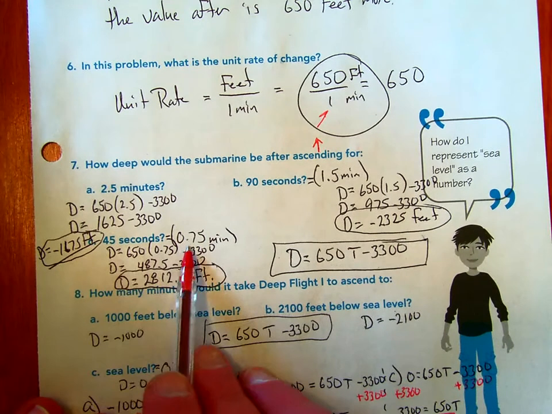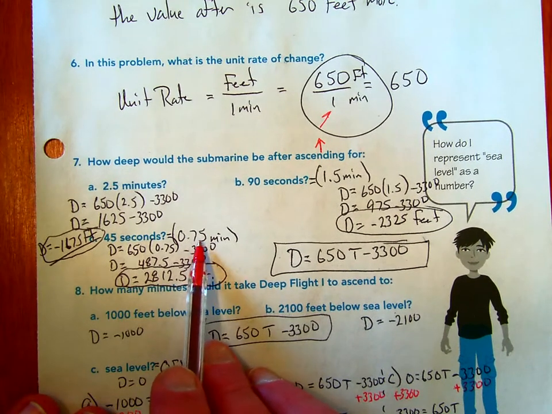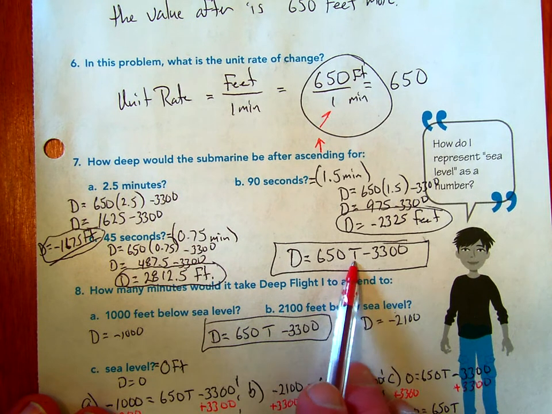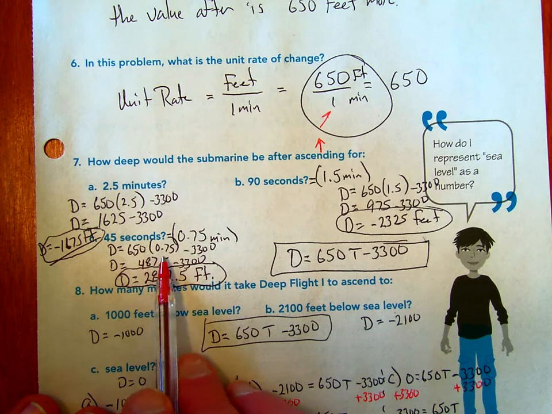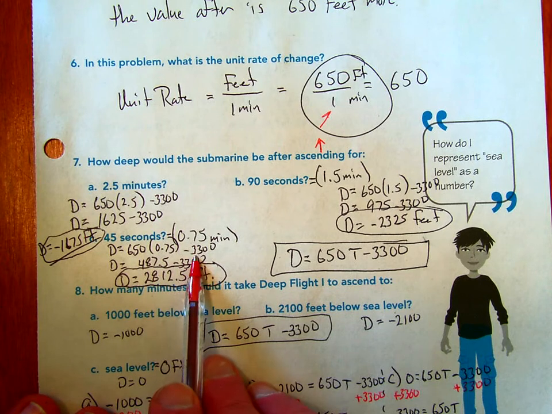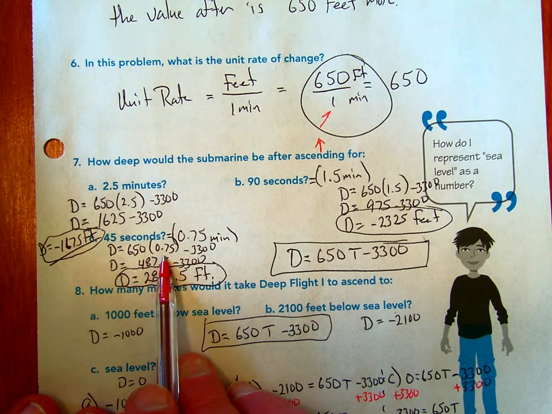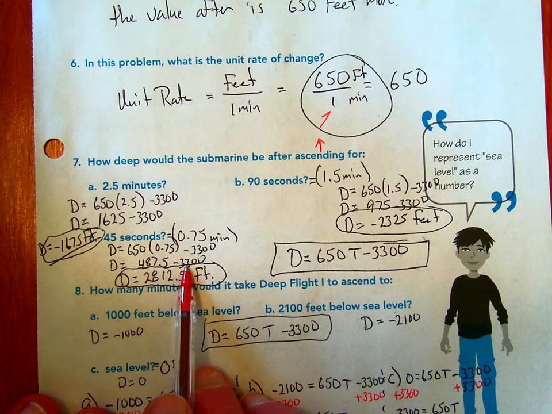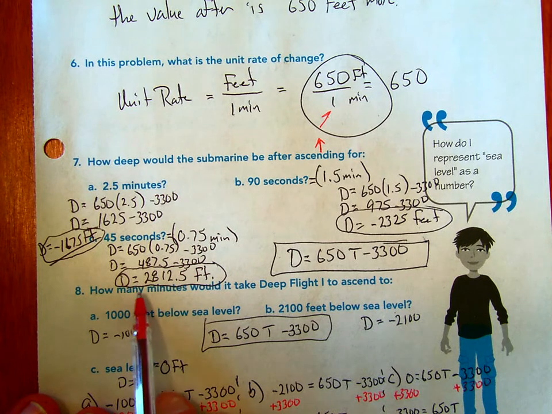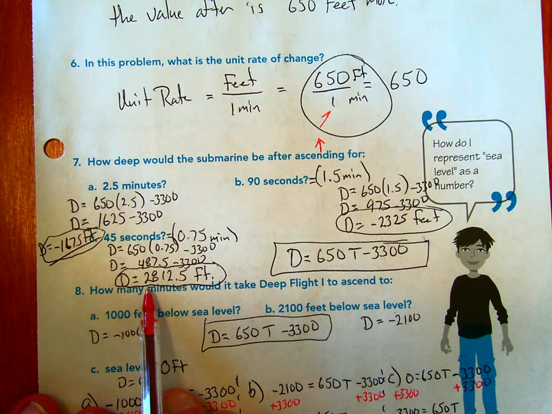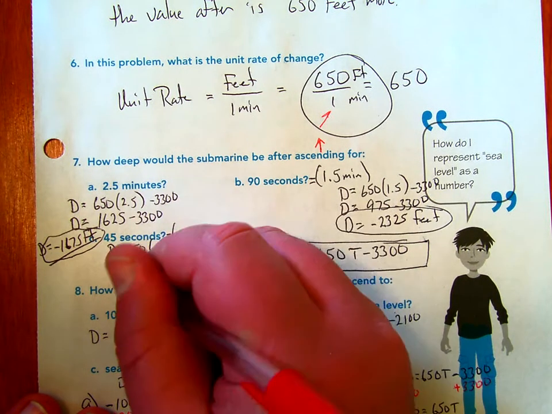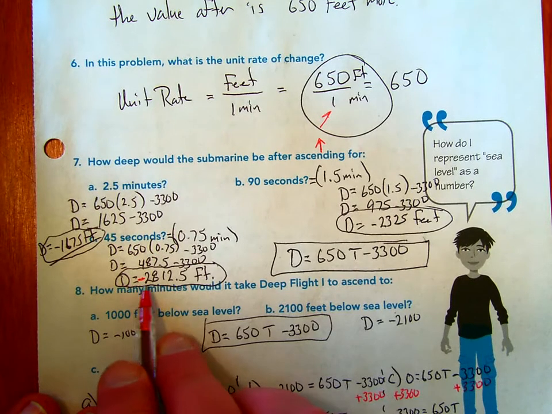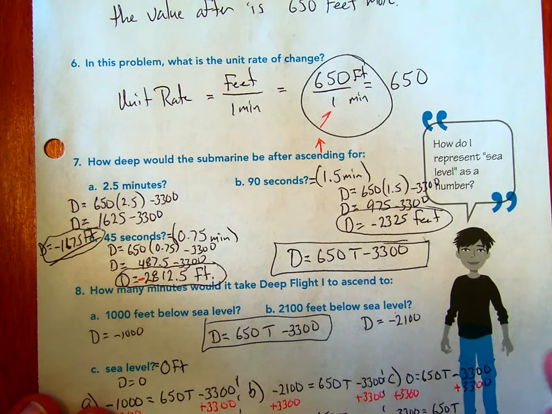45 seconds, again, a previous problem, we already found out that that's 3/4 of a minute, 0.75 of a minute. So I'm putting 0.75 in for time. 650 times 0.75 minus 3,300. 650 times 0.75 is 487.5 minus 3,300. And again, the calculator is very useful here. Depth is negative, I should have a negative sign there, or say it's below zero. Negative 2,812.5 feet.